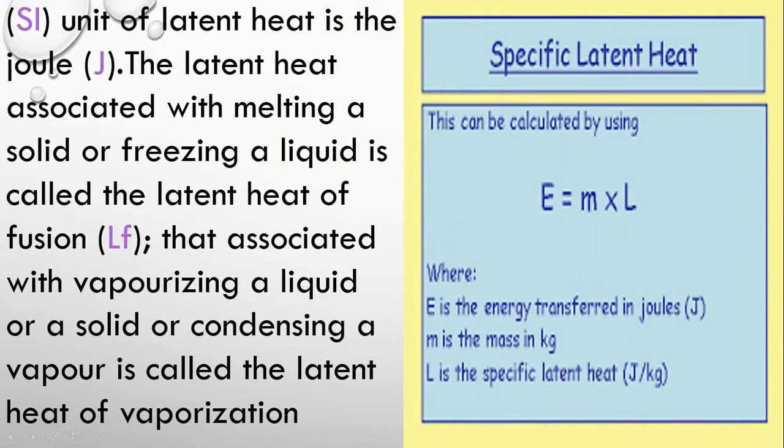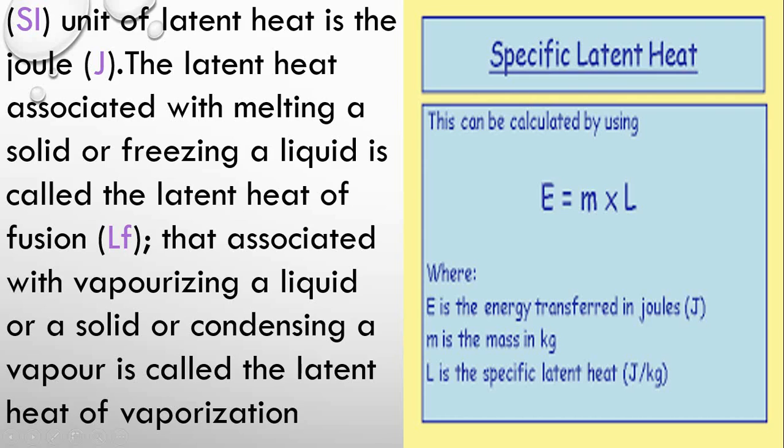SI unit of latent heat is the joule. The latent heat associated with melting a solid or freezing a liquid is called the latent heat of fusion. That associated with vaporizing a liquid or condensing a vapor is called the latent heat of vaporization. And we are seeing here specific latent heat.